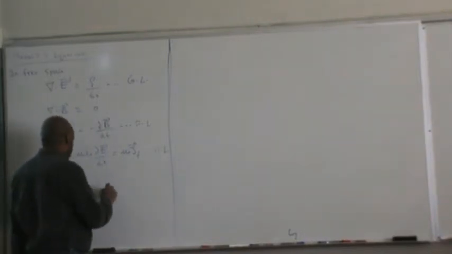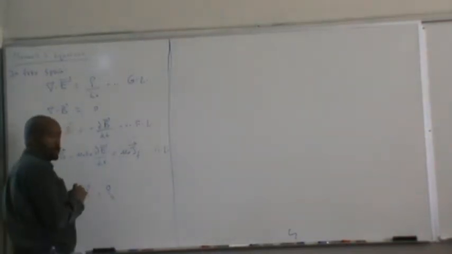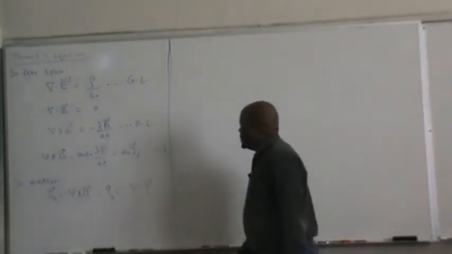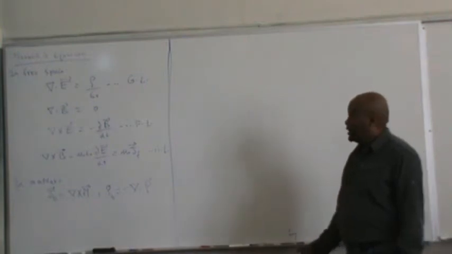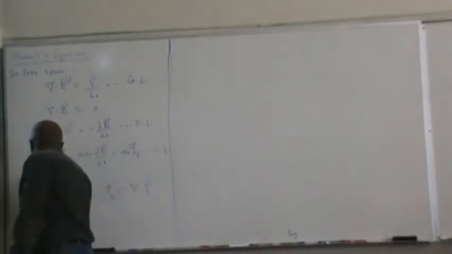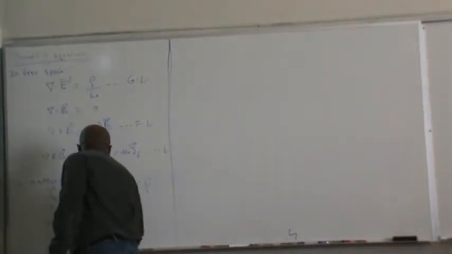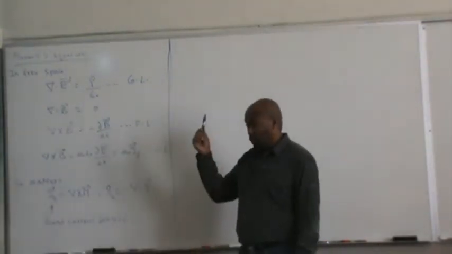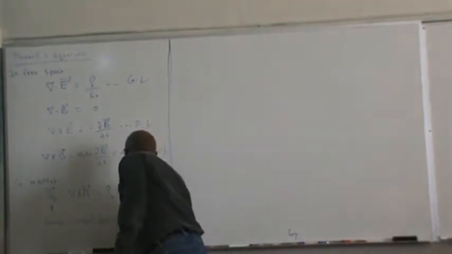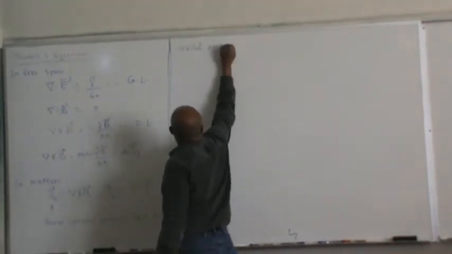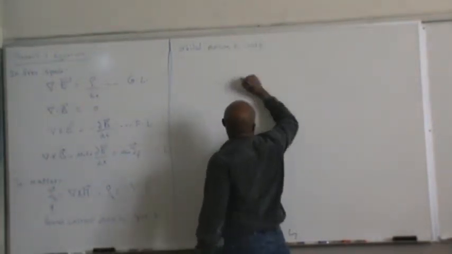And also, if the material is polarizable, we have a polarization density, rho bound, which is equal to minus the divergence of the polarization P. But in addition to this bound charge density, there is the bound current density, that is the result of the spin motion and the orbital motion of charge, basically the electron.